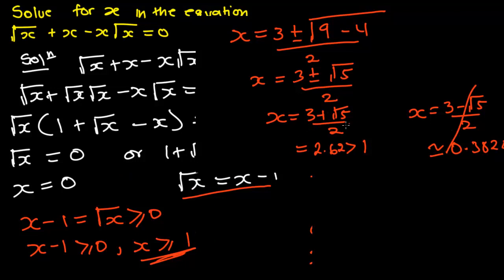So the values for x for this equation are x equal to 0, and then we're also going to have x equal to 3 plus root 5 all over 2. So these are the two answers that will satisfy this equation.